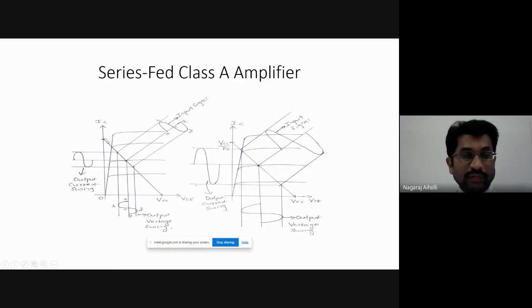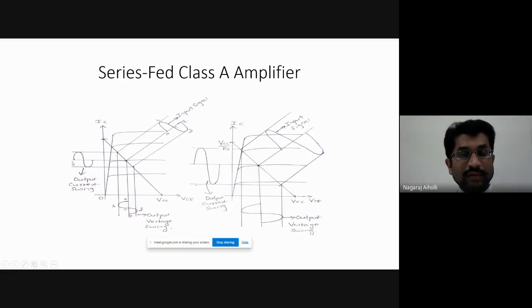Between this 0 and VCC by RC, this point, and between this point and this point, the collector current will go on increasing. Similarly, the collector to emitter voltage VCE will increase between this 0 and this VCC, that is in between the load line only. The maximum is limited by the load line. This load line, whatever we have drawn, will limit the maximum output current and the maximum collector to emitter voltage. So the maximum collector current is in between 0 and VCC by RC. This point is VCC by RC, and the maximum collector to emitter voltage is in between 0 and VCC.